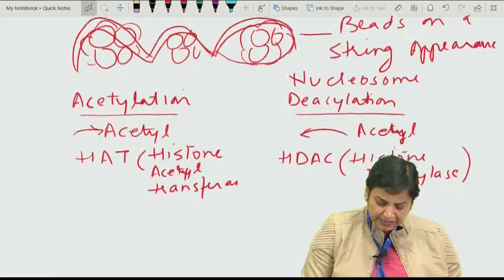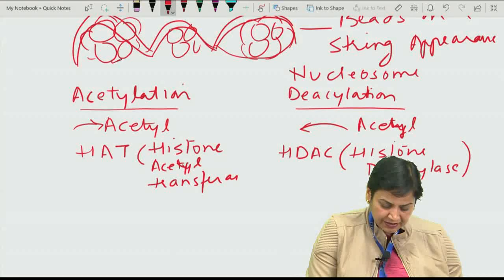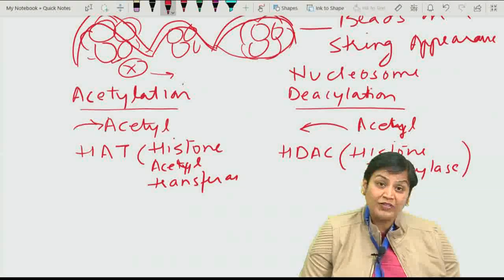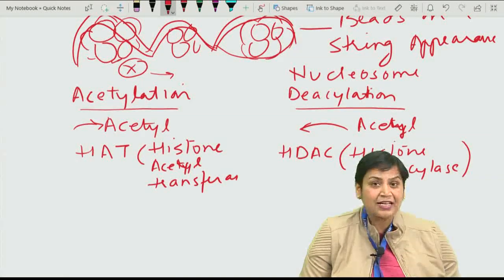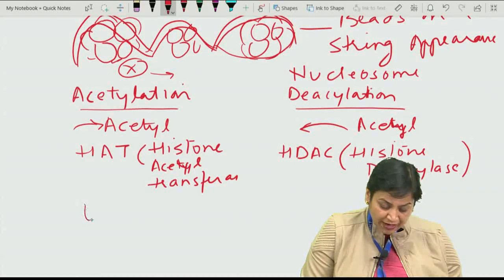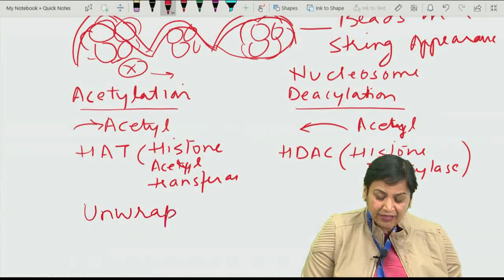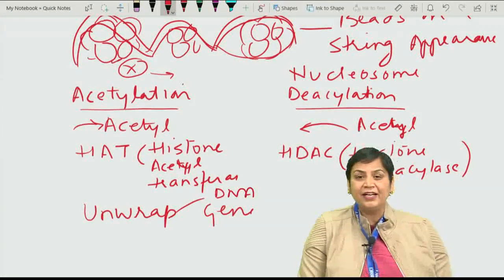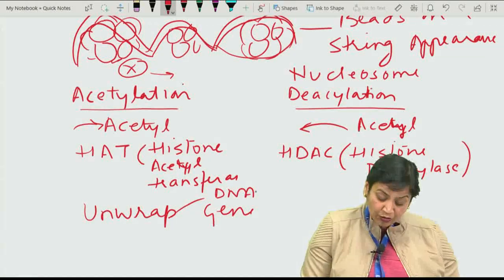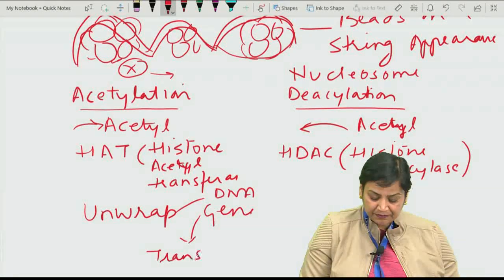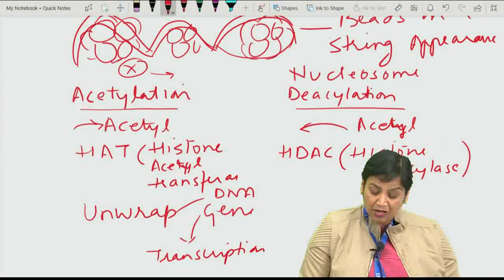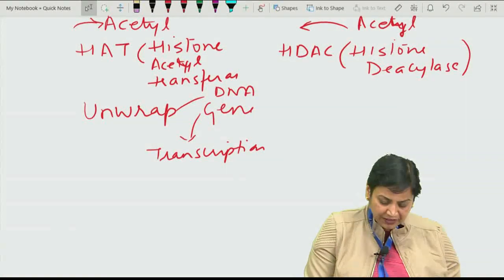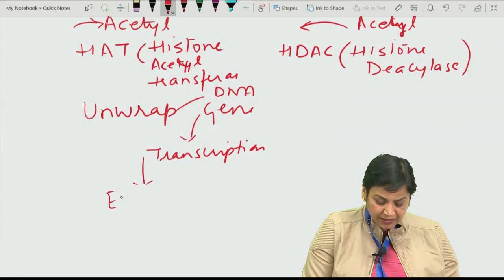Now suppose, let's take this example, somewhere here one gene is present and we have to express this gene. Obviously, whenever some gene is to be expressed, it has to be unwrapped. So acylation will unwrap that particular DNA so that it can be expressed, or transcription will be there. If we talk about the transcription or unwrapping of DNA, that means it has to be actively transcribed, it should be euchromatin.